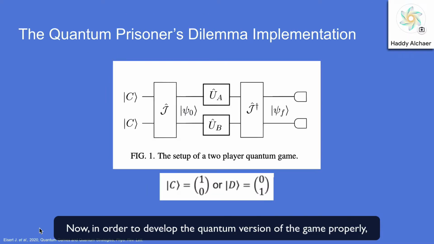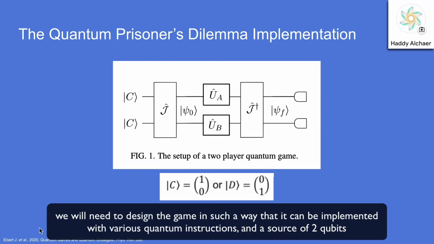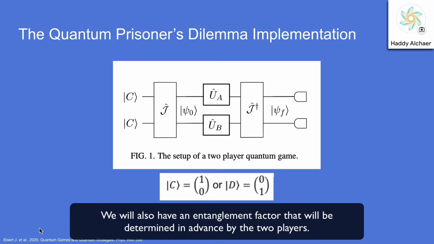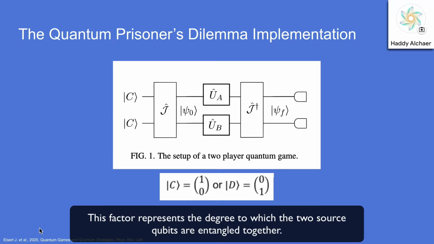Now, in order to develop the quantum version of the game properly, we will need to design the game in such a way that it can be implemented with various quantum instructions and a source of 2 qubits, 1 qubit for each player. We'll also have an entanglement factor that will be determined in advance by the 2 players. This factor represents the degree to which the 2 source qubits are entangled together.